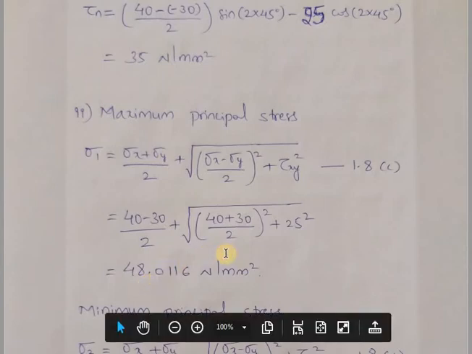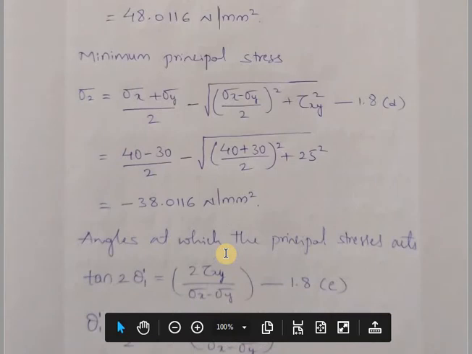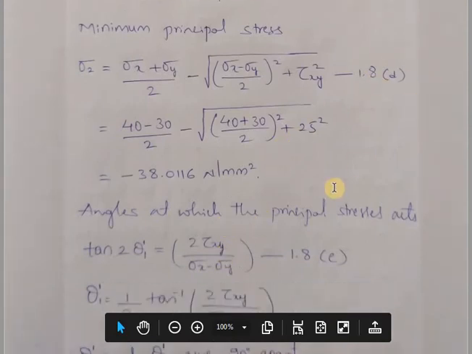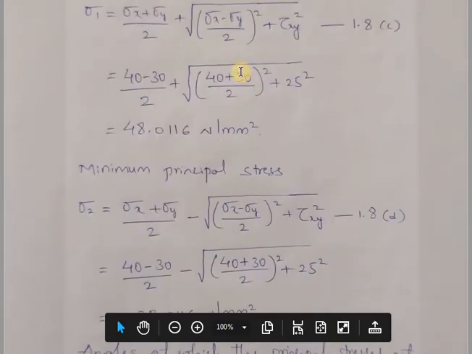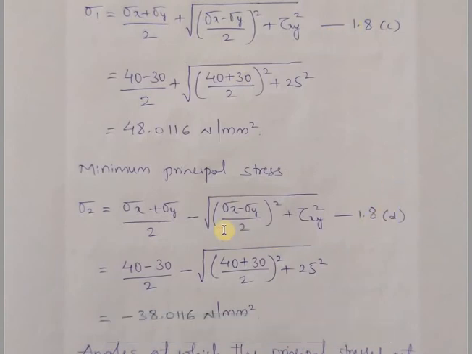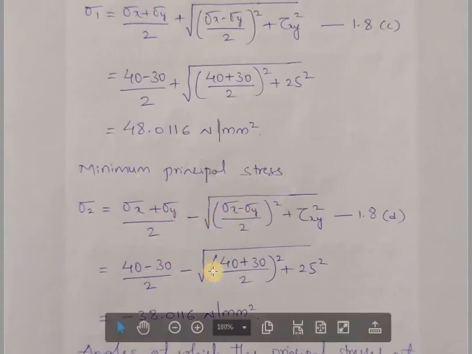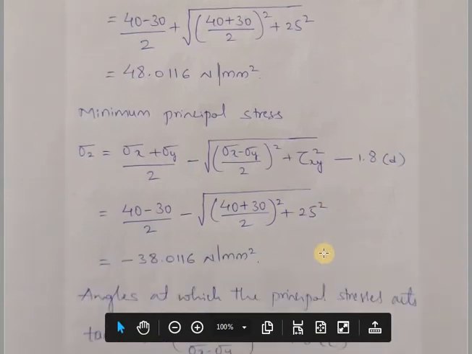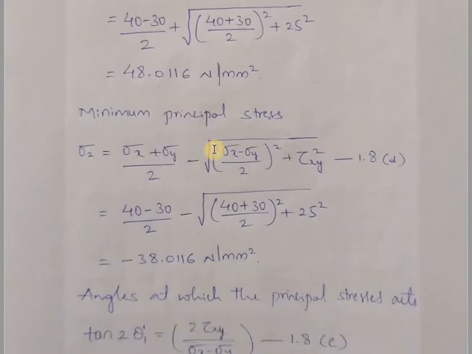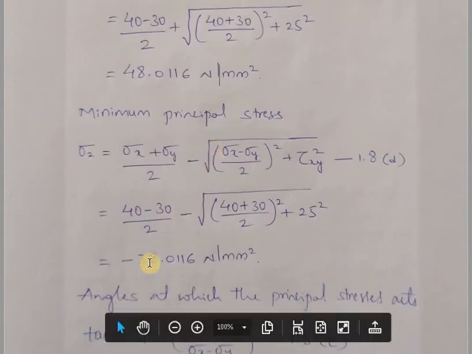Similarly, we have the minimum principal stress from equation number 1.8b. The only difference between 1.8c and 1.8b is plus and minus between these two parameters. For minimum principal stress, it is negative. So again substituting the values and calculating, we get minimum principal stress as minus 38.0116 Newton per mm square.